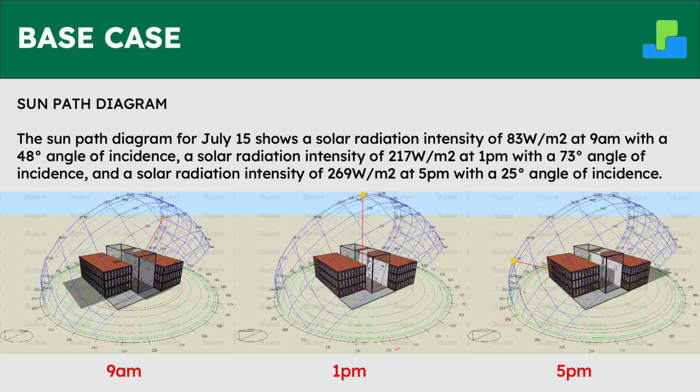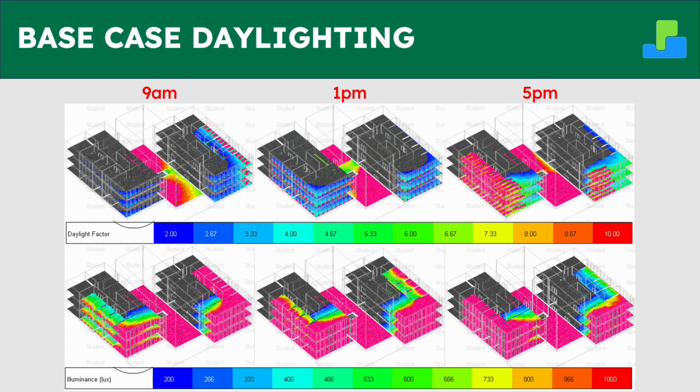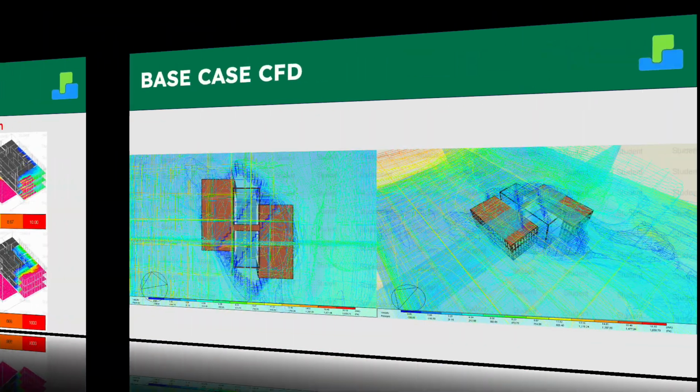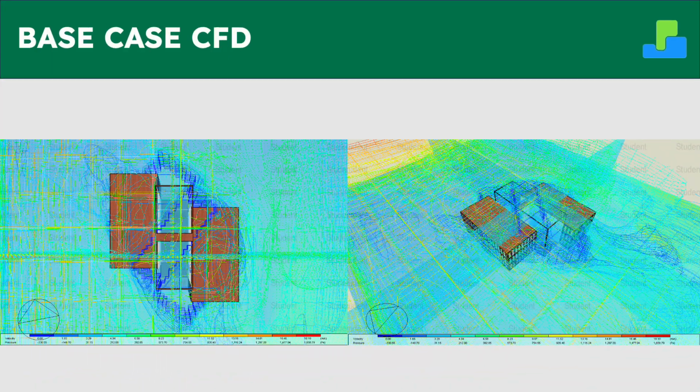The sun path diagram was used to assess the angles of incidence and shading requirements to be added in the following cases. The daylight factor and illuminance values were not aligning with the standards in the base case, and so an improvement is considered in the next case. A CFD analysis was also carried out for the base case to analyze the airflow, velocity, and pressure outcomes to be improved.